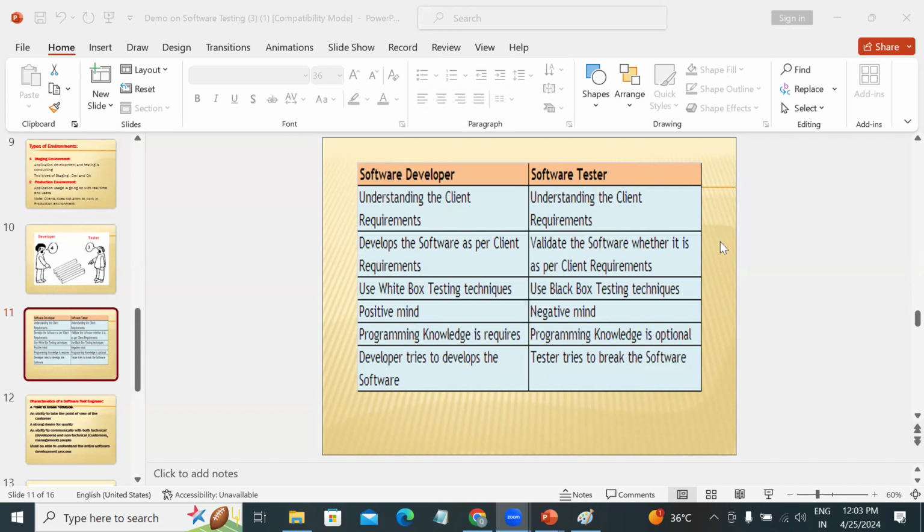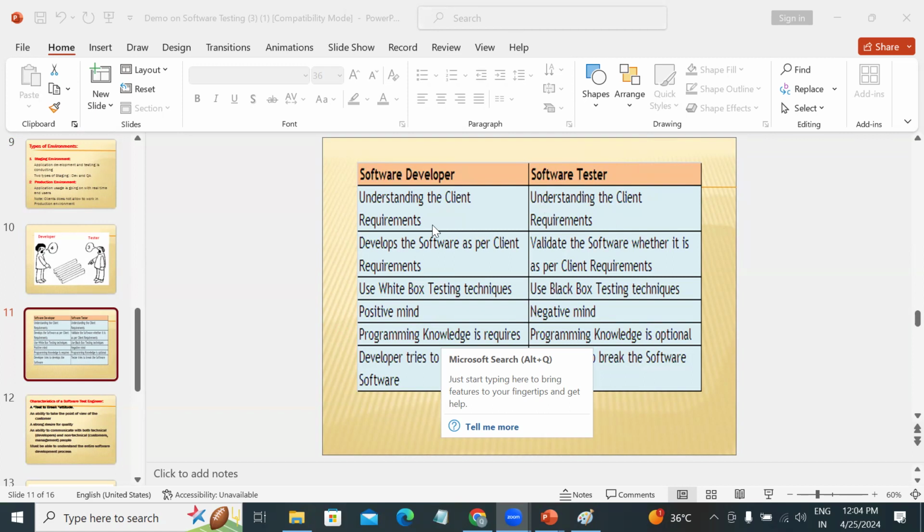So always you have to test the software with a negative mind. How many hours do you work per day? Your office timing will be 9 hours: 9 to 6, 10 to 7, 11 to 8, 12 to 9, like that, okay? One hour lunch, so 8 hours. You are doing testing duty for 8 hours, per day.